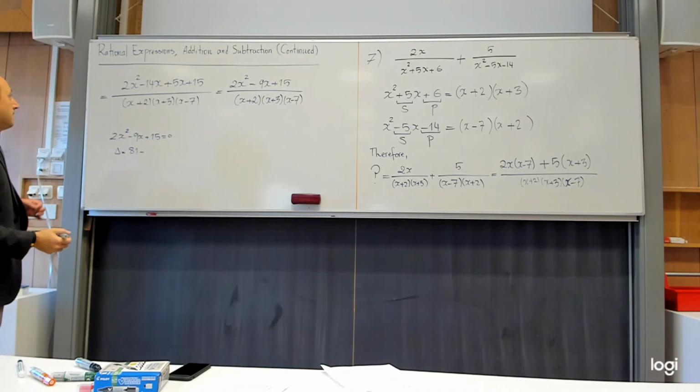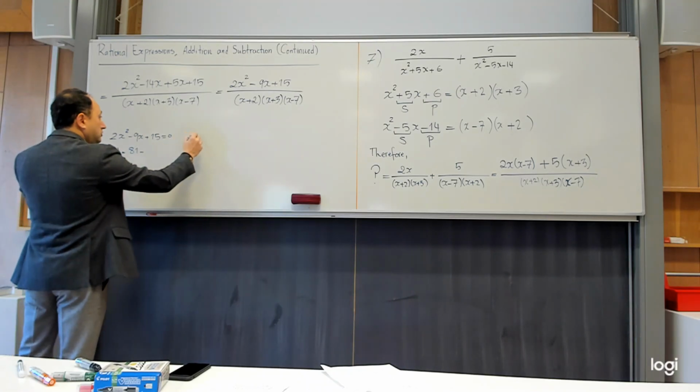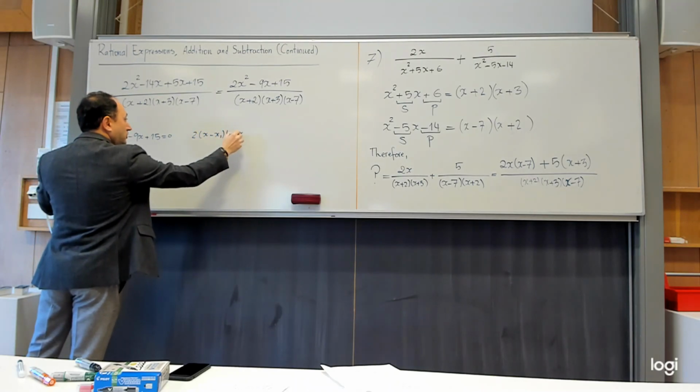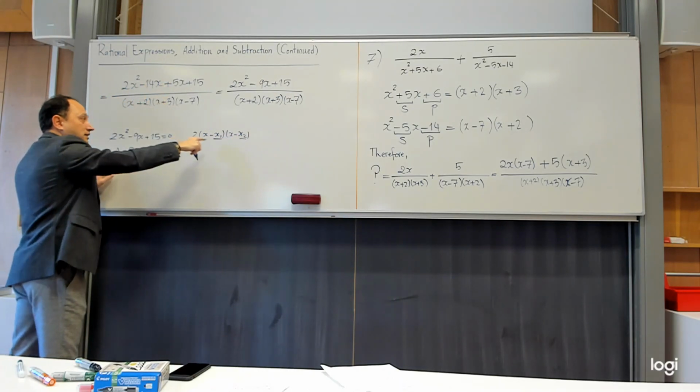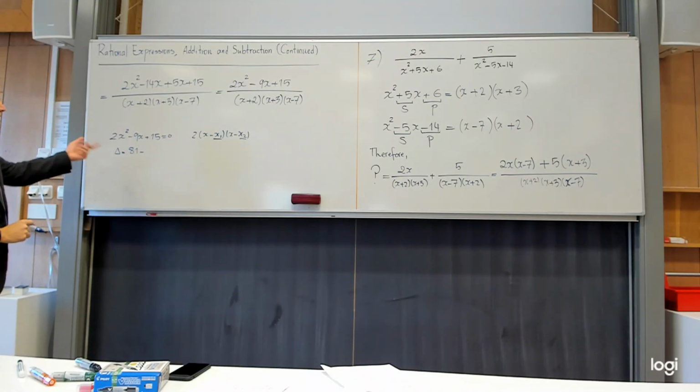Couldn't you just put 2 in front, the method you did before? No, you can do that, but you need to write 2 times (x minus x1)(x minus x2). Don't get confused. These x1 and x2 are not the numbers that you are guessing. These x1 and x2 are the roots.